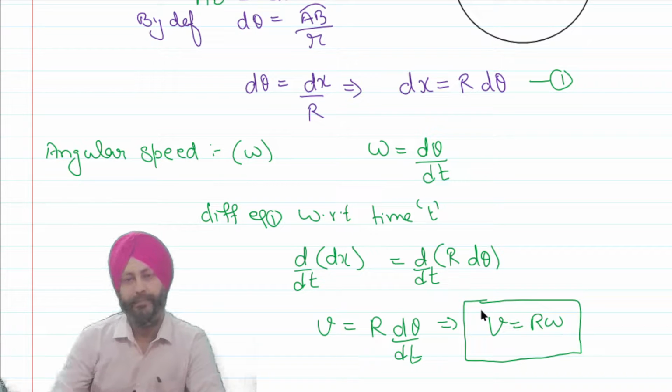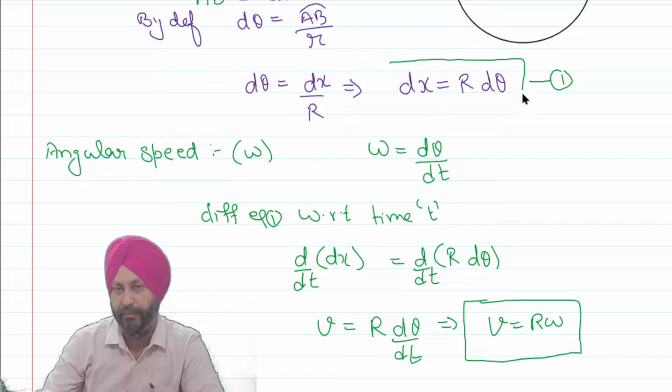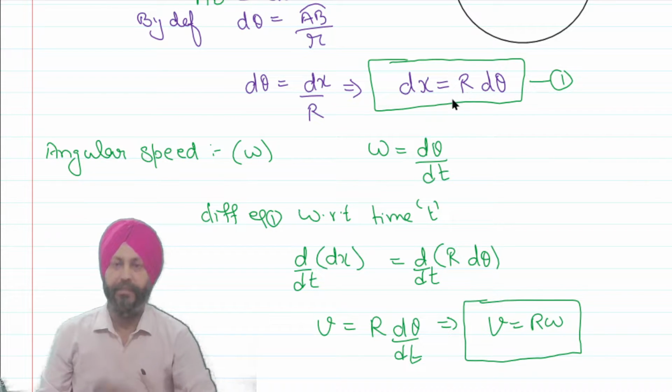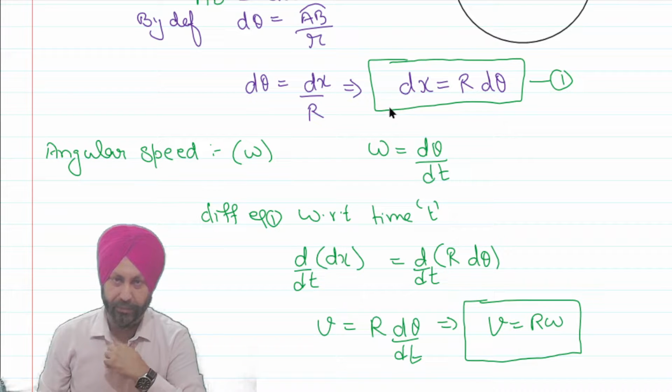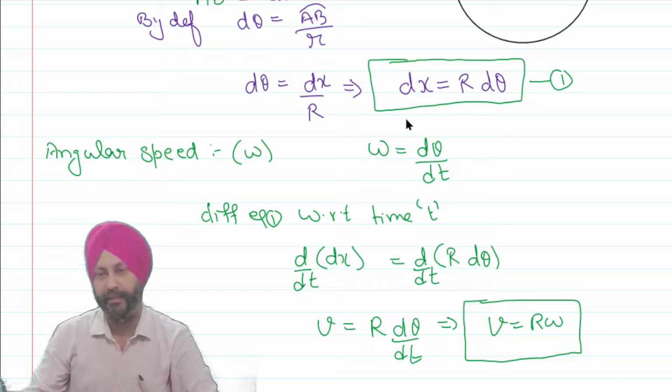Okay, so how do we get linear displacement from angular displacement? Angular displacement multiplied by radius is linear displacement. Similarly, angular speed multiplied by radius is linear speed. So we got the relations.